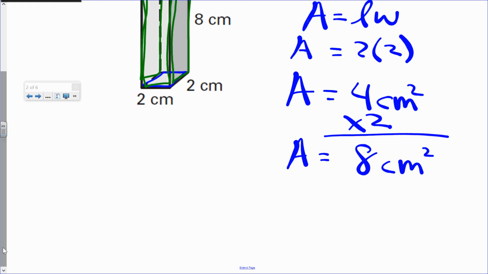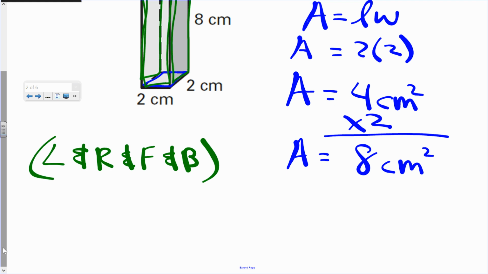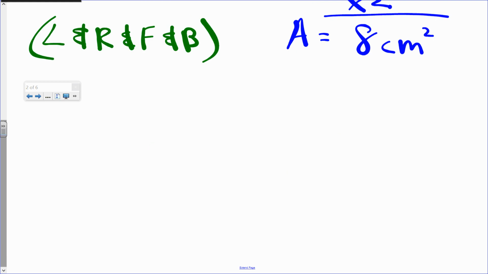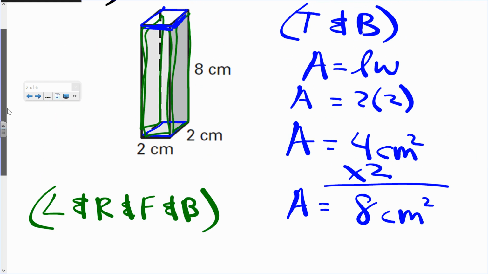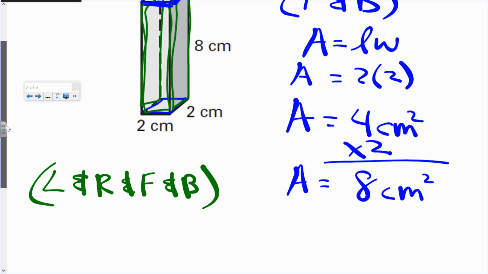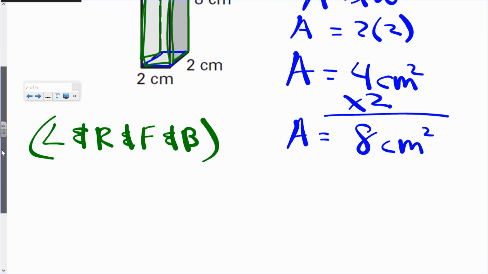So look what I'm going to do right here. I'm going to put L and R and F and B for left, right, front, and back. Since they're all the same, I'm not going to separate the left and right and front and back. You with me? Again, they're all highlighted in green. Left, right, front, and back.